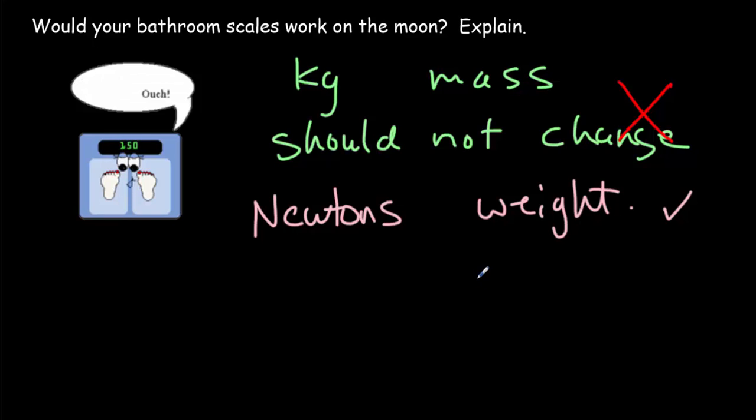Now a spring could be used to measure mass. Heavier objects will oscillate on a spring with a slower frequency, and that frequency can be used to determine the mass. So we could use a spring, in fact, to measure mass and get the same value on the Earth as on the moon.